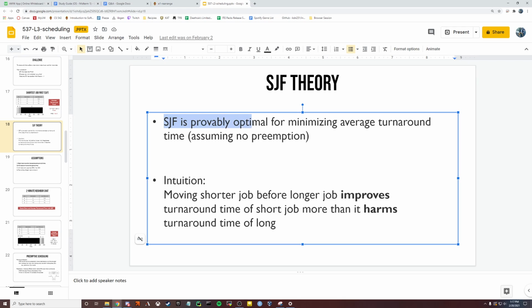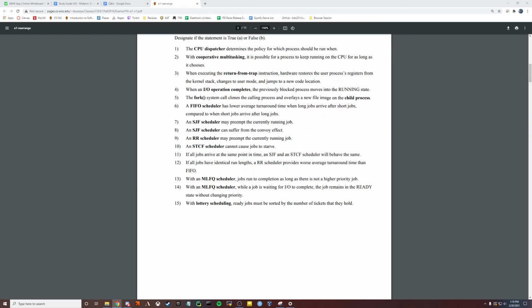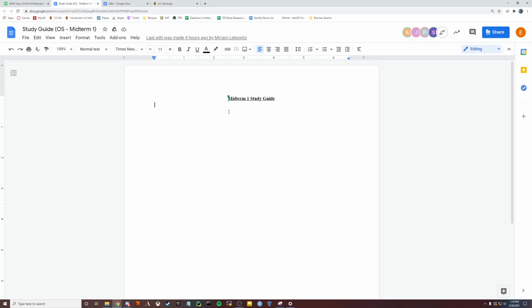It says here SJF is provably optimal for minimizing average turnaround time, assuming no preemption. And then on the slide before that, so that's number 18, lecture 3, it has the shortest job first, and it shows arrival times. A, B, and C are all roughly at 0 seconds. So it looks like they're assuming the exact same arrival time. So I think that it doesn't have preemption. I also think it's false. I apologize, I don't have slide numbers, but there is a slide titled preemptive scheduling, and it says FIFO and SJF are non-preemptive. Okay, so yeah, FIFO and SJF are non-preemptive. Maybe we can write that in the study guide here. Let's see.